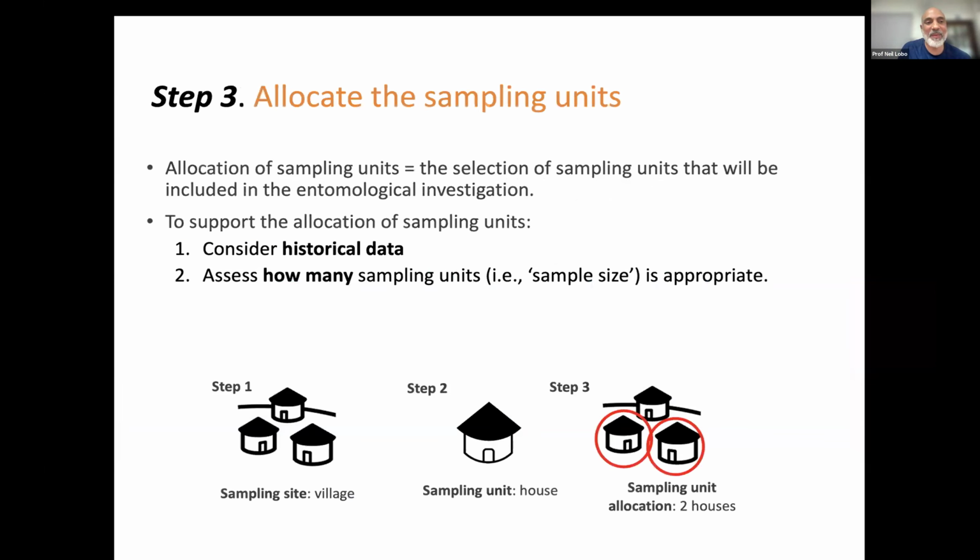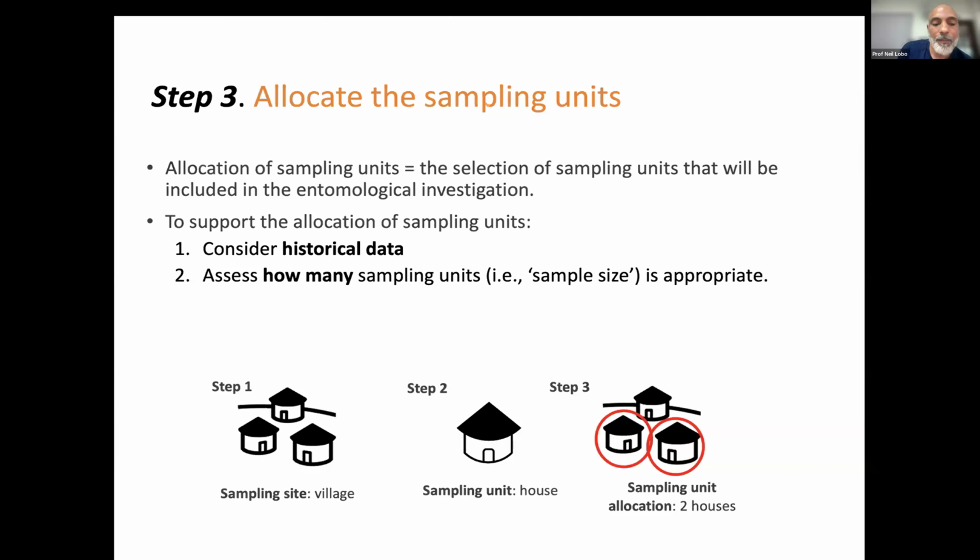I already said it. The third step is to allocate the sampling units. Now we want to pick which of these sampling units we would use to collect data from. So it's the selection of sampling units that will be included in our study. Towards selecting the units, it's important to consider historical data, right? Which structures are easy to access if people give permission, which structures have more mosquitoes, are they open, are they closed, the types of the structures. And then the next step is how many of these sampling units can we actually use? What is the sample size?